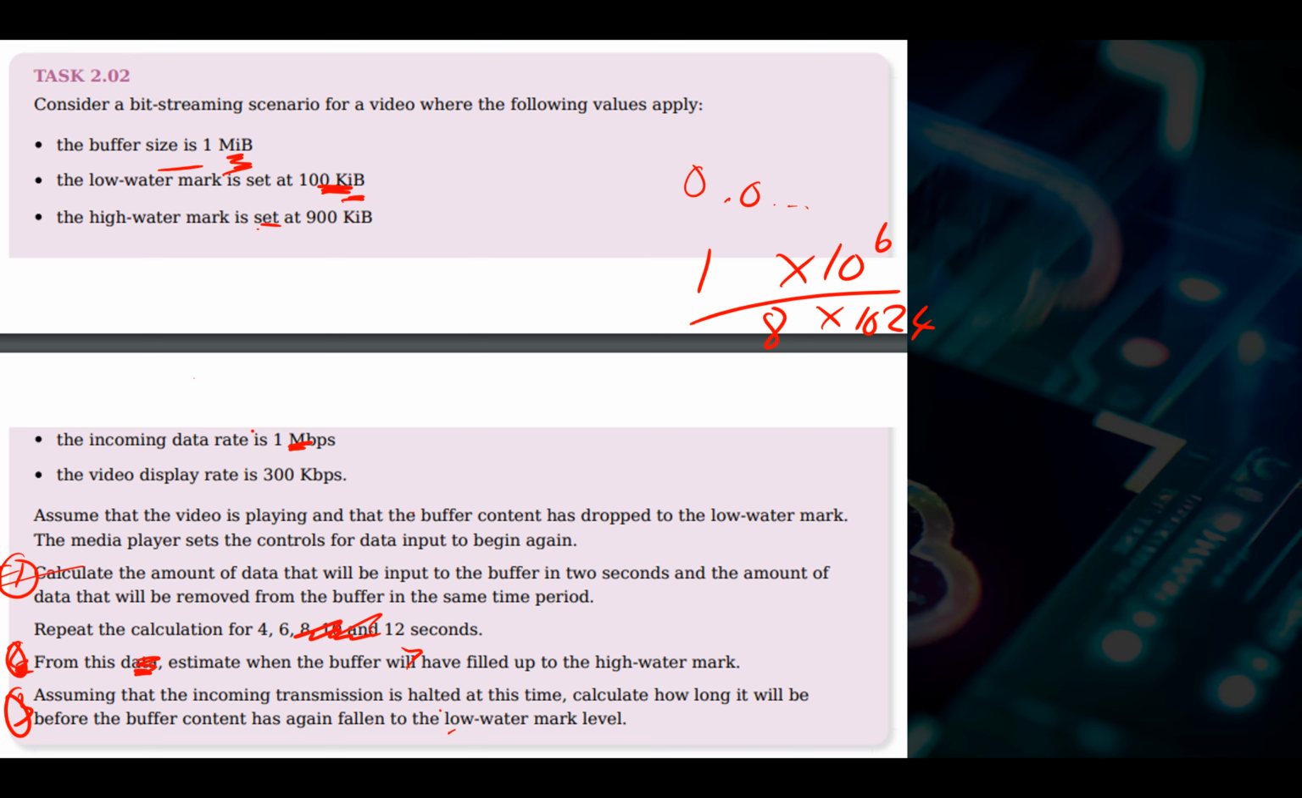Now, if you do that, this is going to be how much data is coming in for 1 second. If we want 2 seconds, we can just multiply that by 2. For the video display rate, we can do the same. But rather than 1 times 10 to the 6, it's going to be 300 times 10 to the power of 3, since it's kilobits, and then again 8 times 1024.